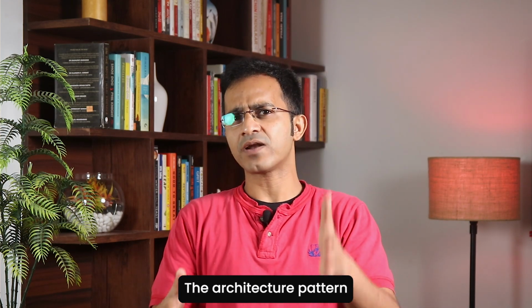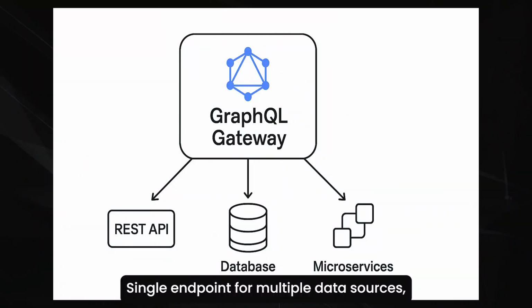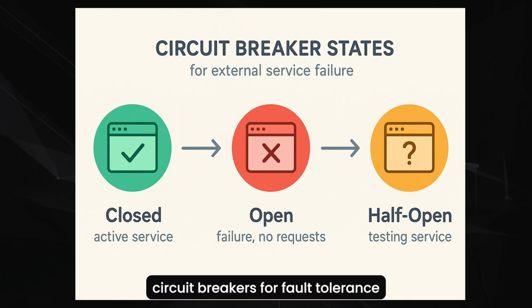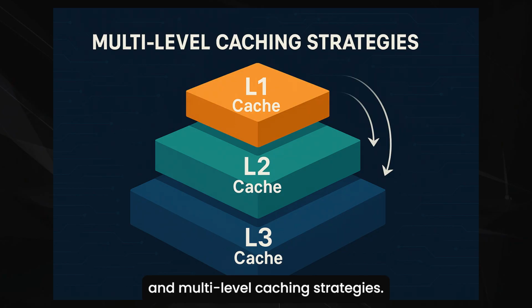The architecture pattern I recommend is a GraphQL gateway approach. Single endpoint for multiple data sources, comprehensive rate limiting per user and service, circuit breakers for fault tolerance when external services fail, and multi-level caching strategies.